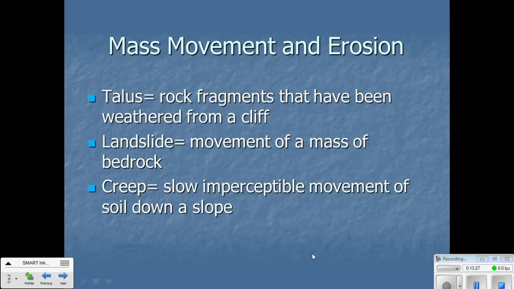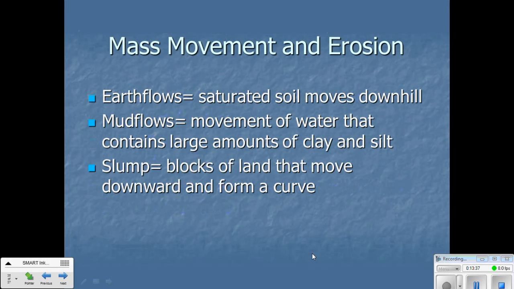Creep. Slow, imperceptible movement of soil down a slope. So like if you're gonna creep around because you don't want anybody to find you, same thing here. Earth flows. Saturated soil moves downhill. Mud flows are movement of water that contains large amounts of clay and silt. That's why it's called a mud flow. And slump are blocks of land that move downward and form a curve.